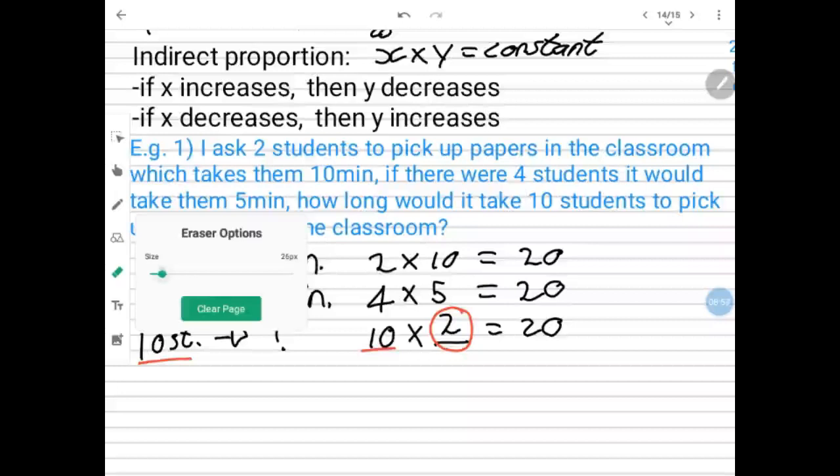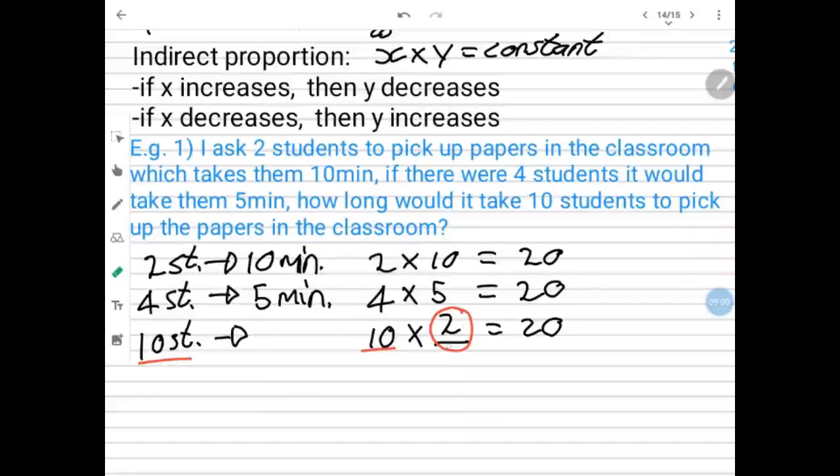So let's get this question mark away. We take this 2 over there. So it will take 10 students only 2 minutes to pick up all the papers in the classroom. This is the calculation that you do. You can solve this equation algebraically as well. But I hope you saw that 10 times what is 20, then that what will be 2. I hope you saw that immediately. That's indirectly proportional.